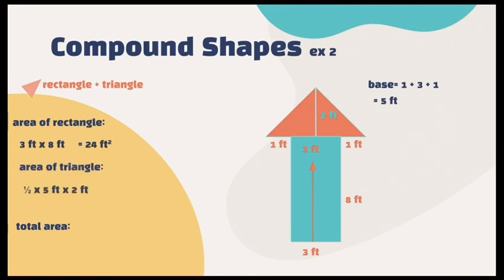So we can go ahead and solve. We do 1/2 times 5 feet times 2 feet, which gives us 5 feet squared. So for the total area of the whole arrow, we have to add them together. So 24 plus 5, which equals 29 feet squared.